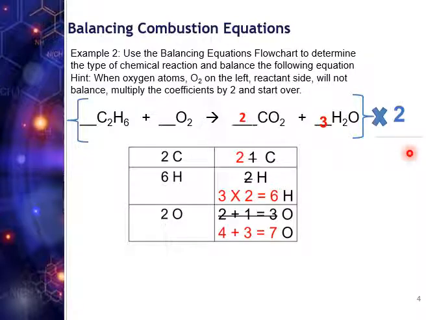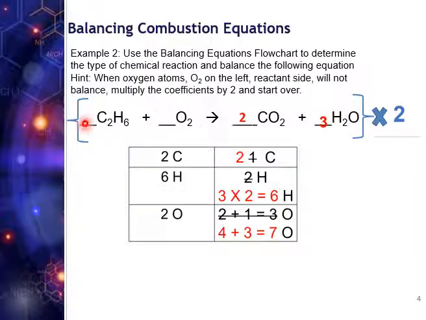Now let's see what happens to our oxygen at that point on the right side of the equation. 2 times 2 is 4. 3 times 1 is 3. 4 plus 3 is 7. There is no whole number you can multiply 2 by to get 7 on the left. So now you will multiply each of the coefficients at this point by 2 and start over.